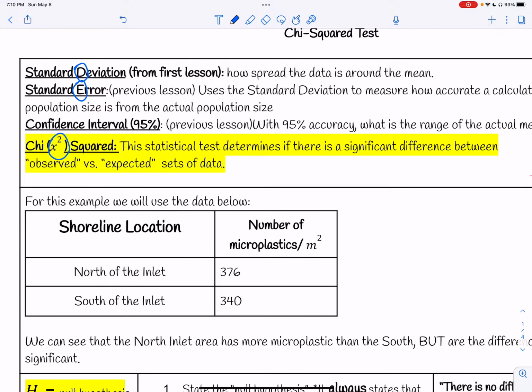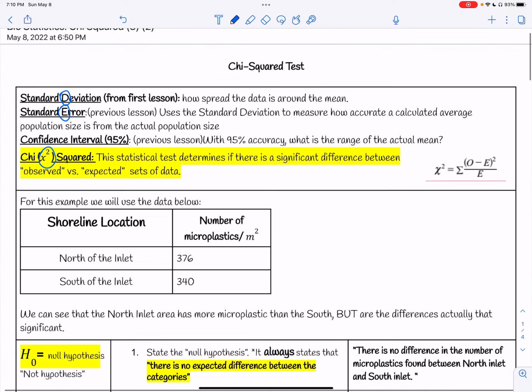All right, and then we looked at that with a confidence interval of 95%. So we would say with a 95% accuracy, we could identify what the range of the actual mean was. And we would compare that to what we actually calculated, and then be able to either accept our null hypothesis or reject our null hypothesis.